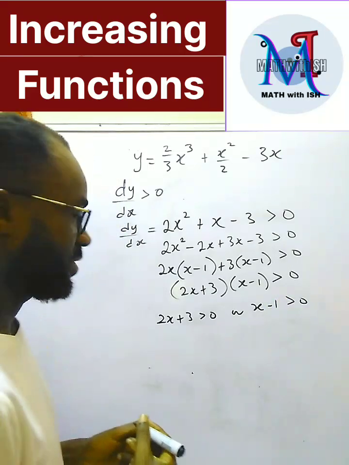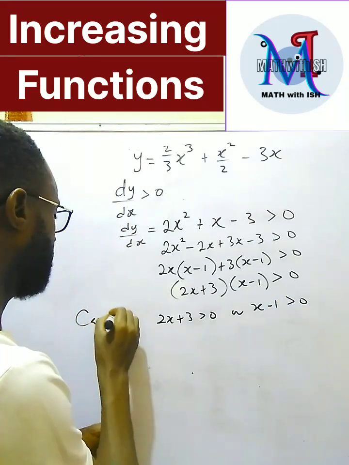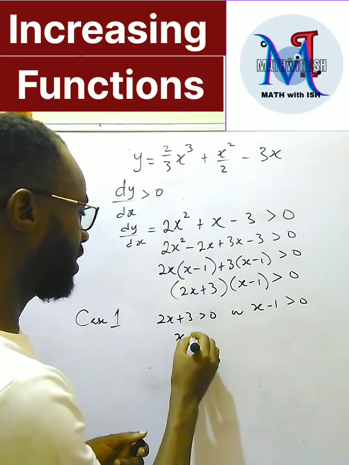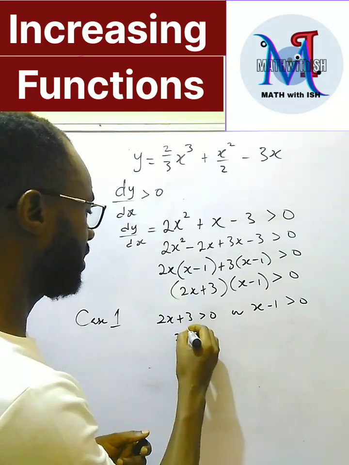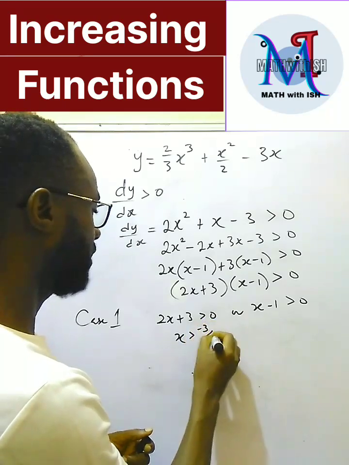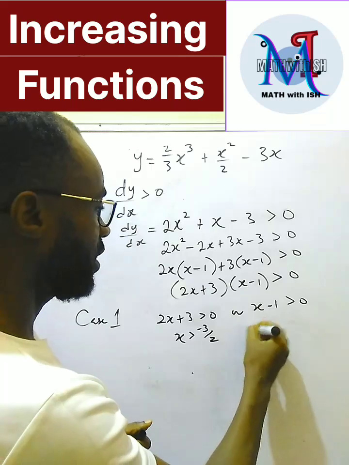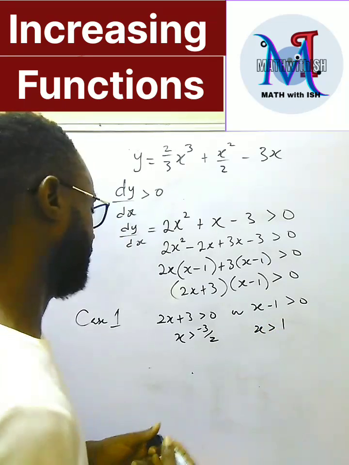This is the first case. Let's call this case 1. So from this case 1, I can have x greater than minus 3 over 2, if I make x the subject of the formula, and then from here x will be greater than 1.